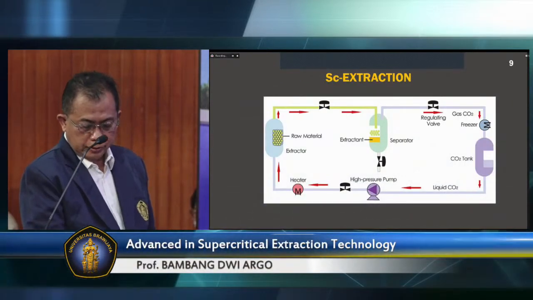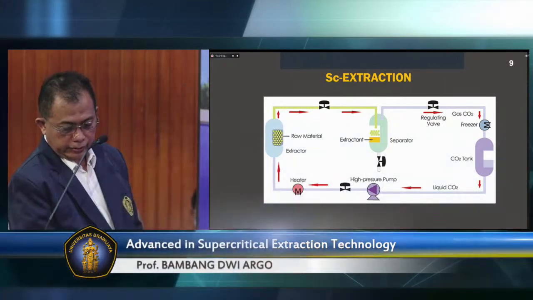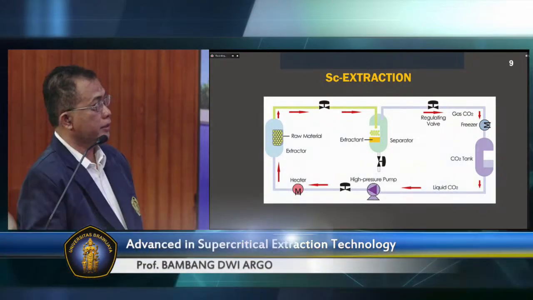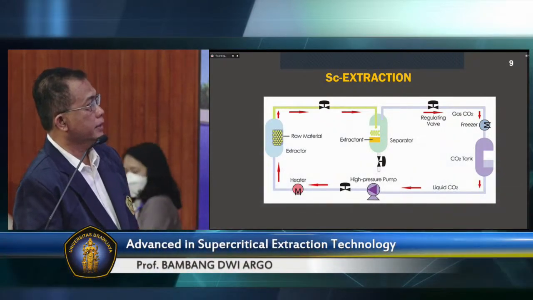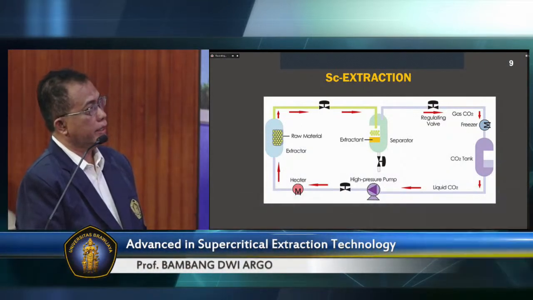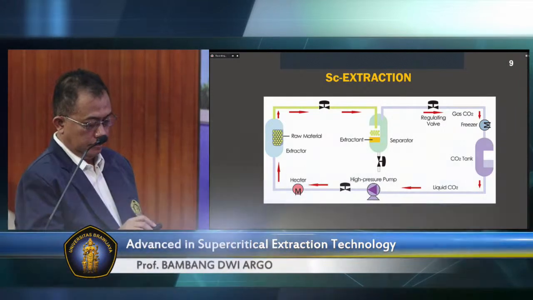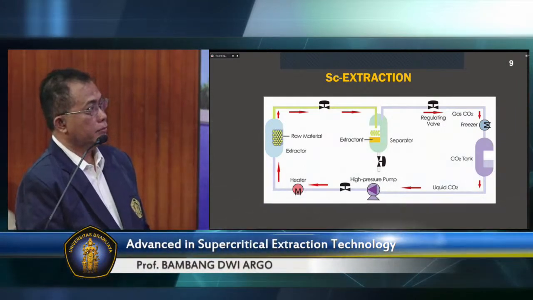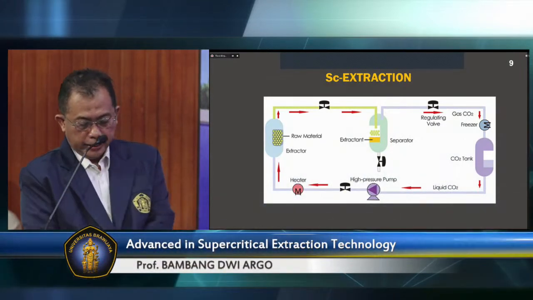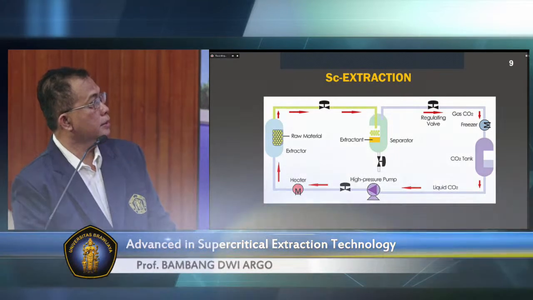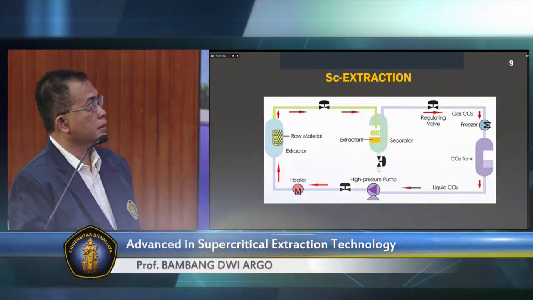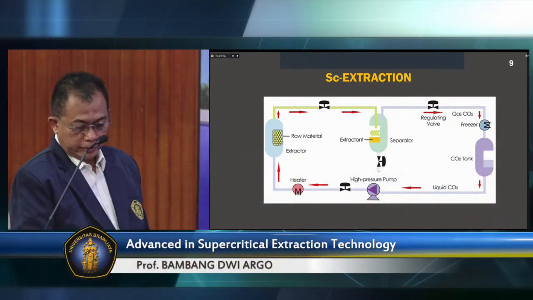The following figure shows the extraction process using supercritical fluid, and the essential part consists of extractor and then separator. We use a CO2 tank. As the supercritical fluid, we use CO2, and this is a general scheme of the system of supercritical extraction.